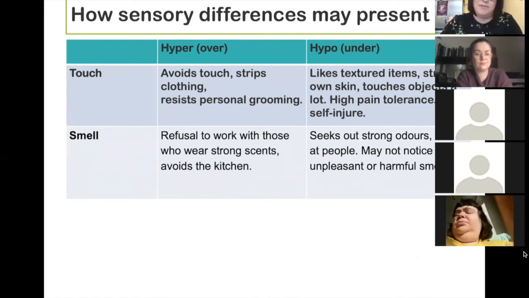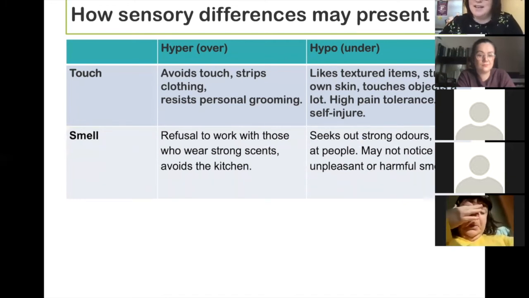Smell, so moving through those first 5 senses here. Someone who's oversensitive might refuse to work with people who wear strong scents. So again, that's something I'm always aware of when I'm visiting places. As a rule, I don't put the Daisy perfume on or anything like that. And I think it's easier just not to in these sorts of situations.